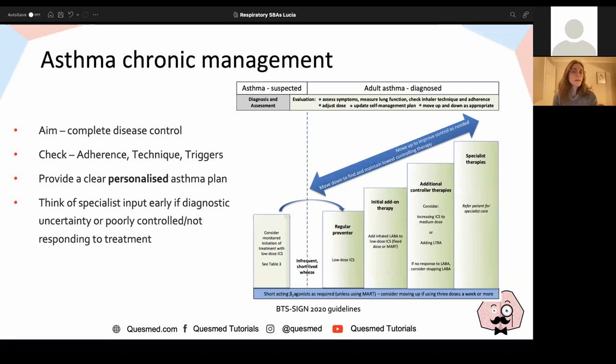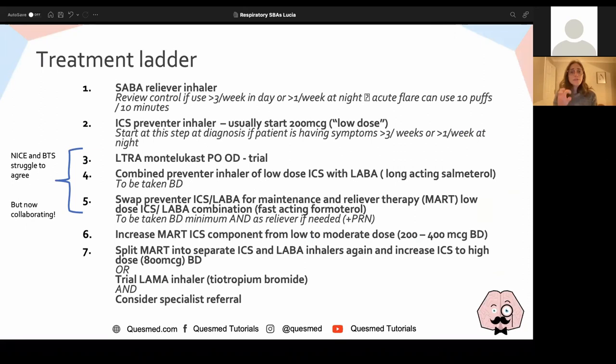Now, if you're in primary care and you think that your patient is just not responding to the treatment, early specialist input is recommended and shouldn't be delayed if your patient is quickly maxing out their therapy without any benefit. So a bit of a mouthful of a slide, but these are the main steps I'm sure you would have heard of.